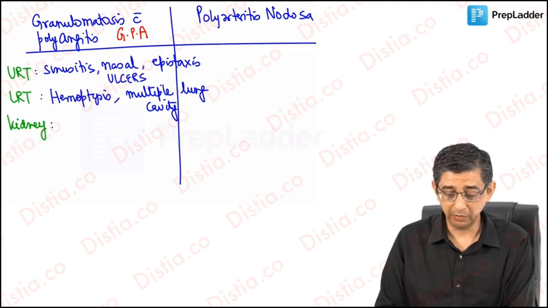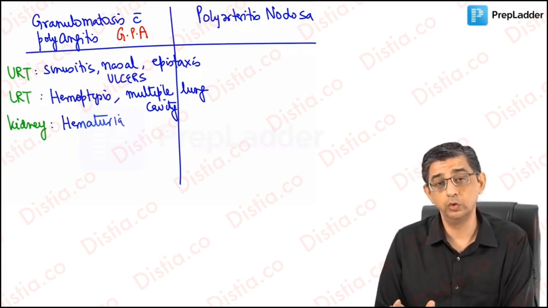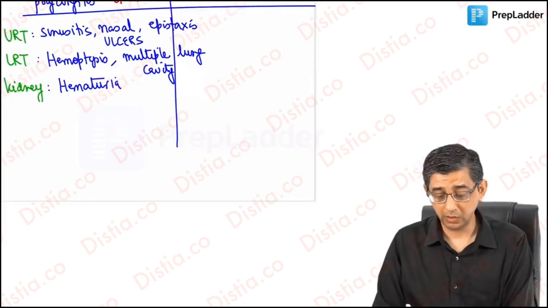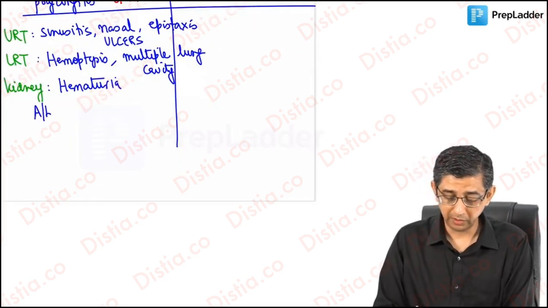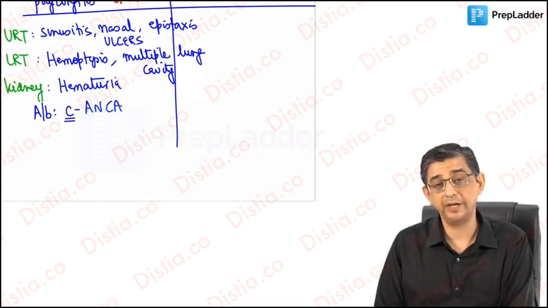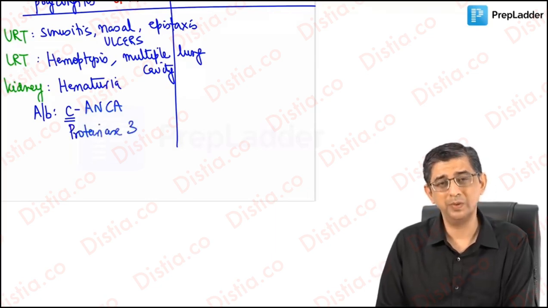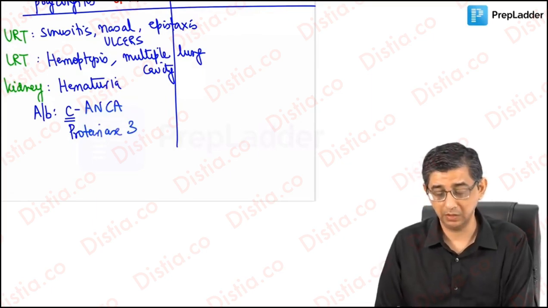And because the kidney blood vessels will be affected, there would be a hematuria. I want to remind you that hemoptysis and hematuria is what you read with Goodpasture syndrome. He has also asked about the antibody which is involved here, that is called as C-ANCA. He has asked that this antibody will act against which cytoplasmic antigen. So that would be answered by you as proteinase 3. That would be a combination of medicine and pathology in a single question.